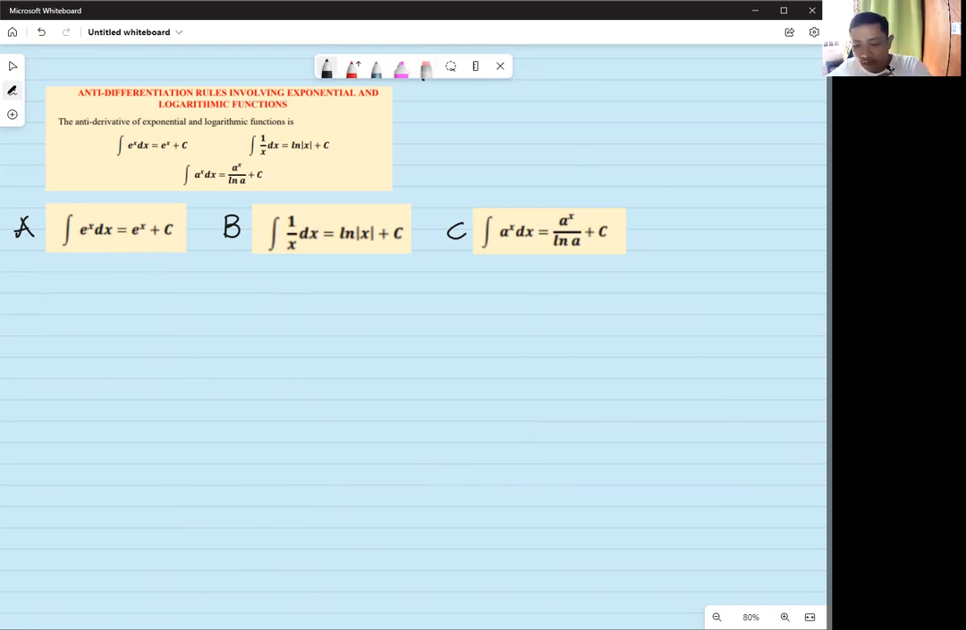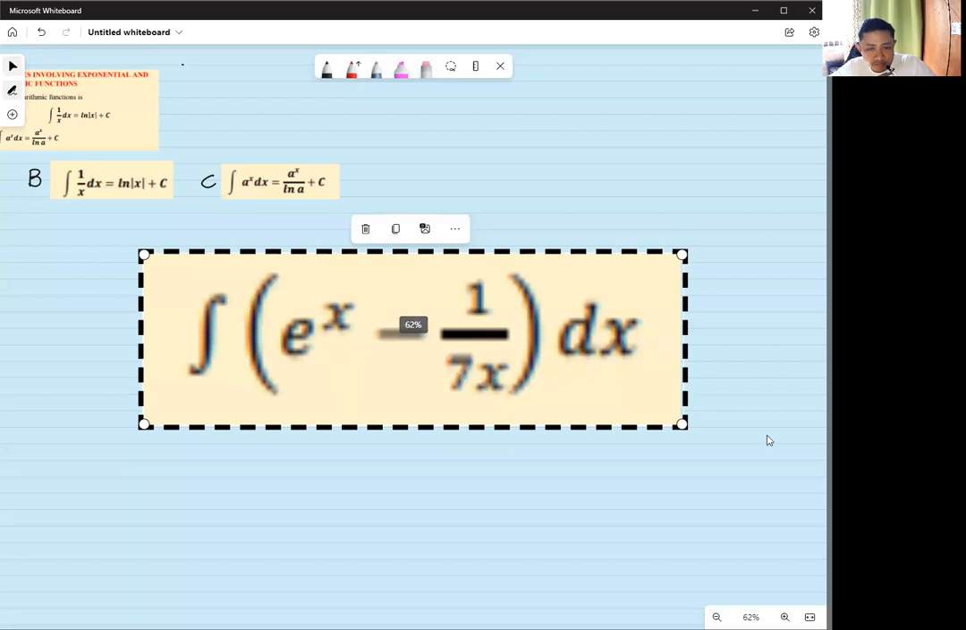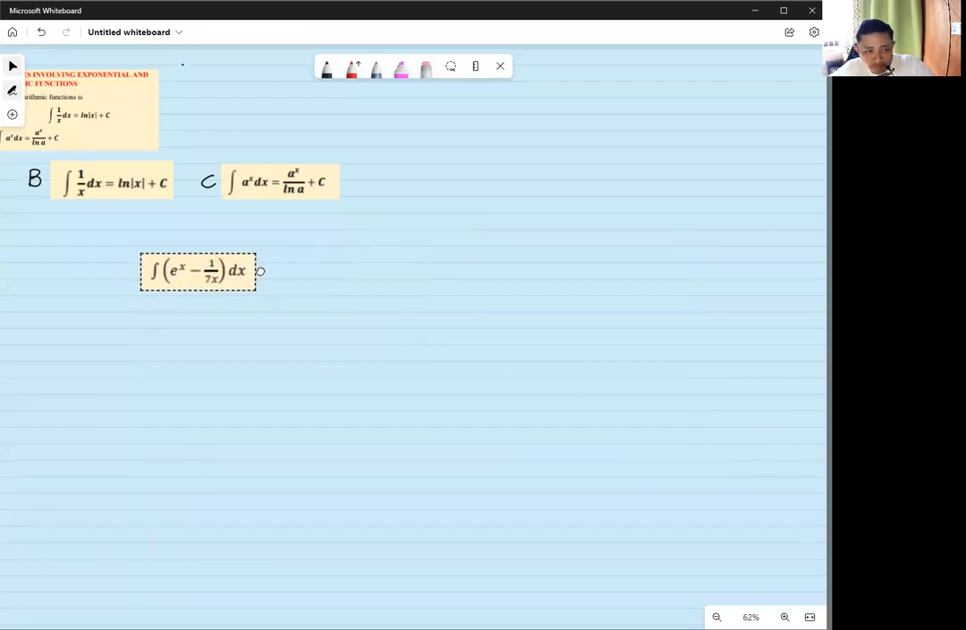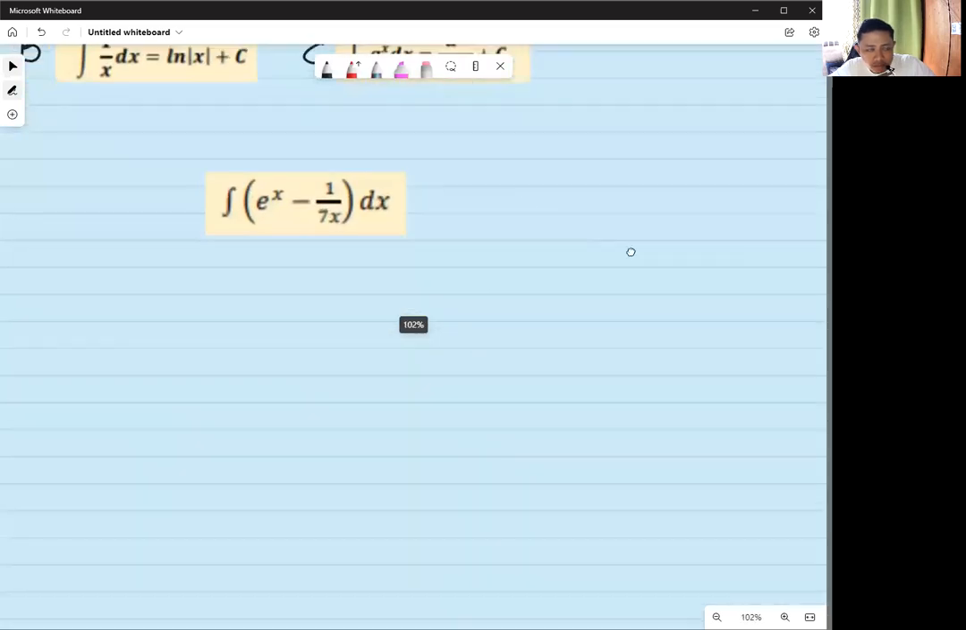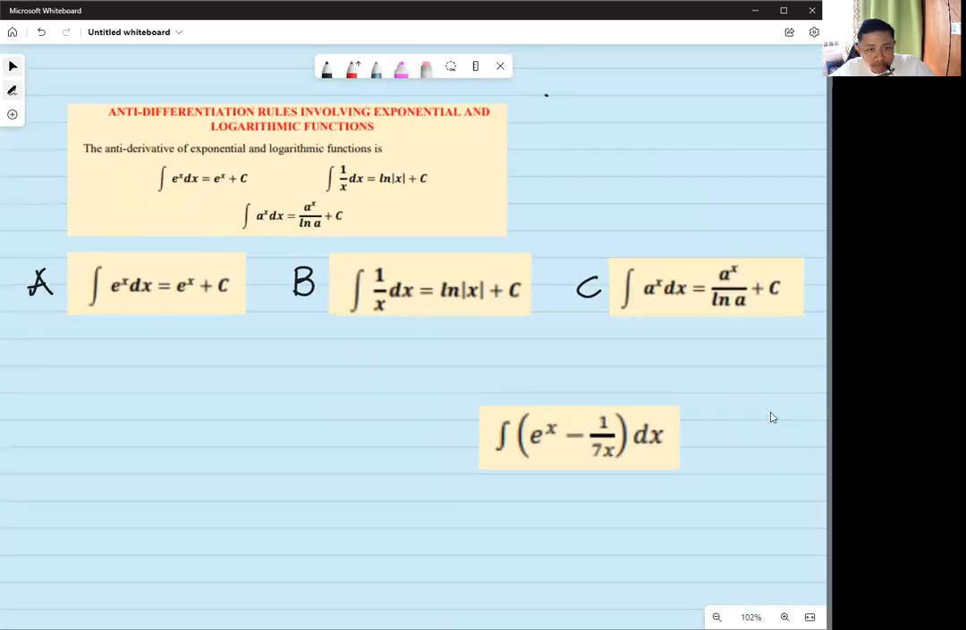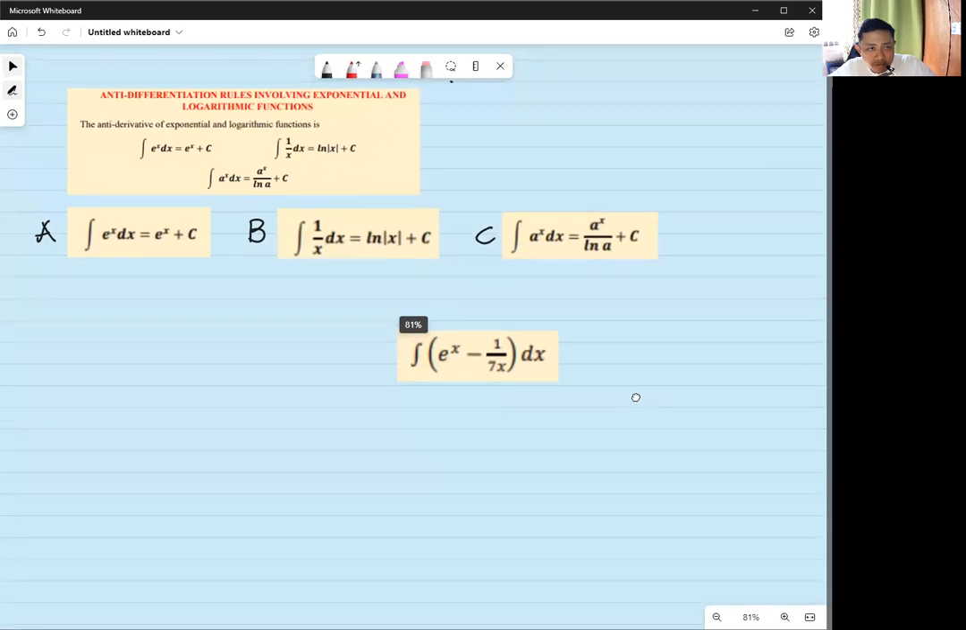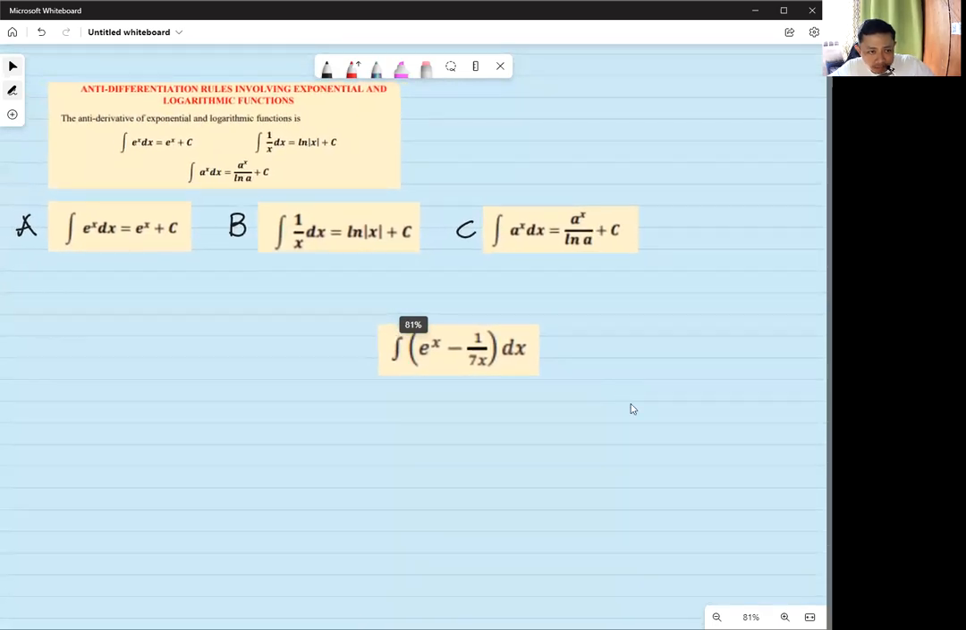And this time, I want you to analyze the given and type in the chat box which of these rules it could be: A, B, B, C, or A, B, C, depending on the composition of the problem. Okay, here's the given. This is actually in your module, but I'm explaining it here because I want you to analyze it.